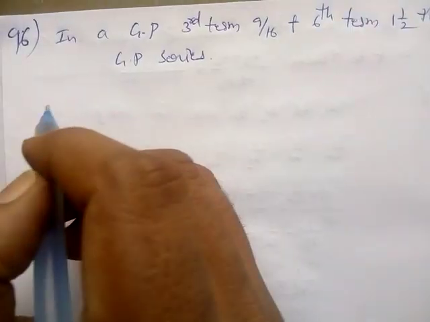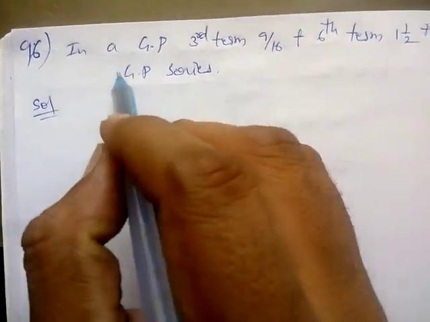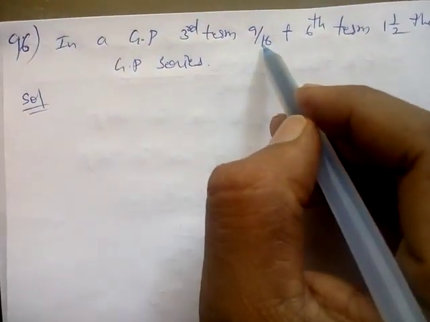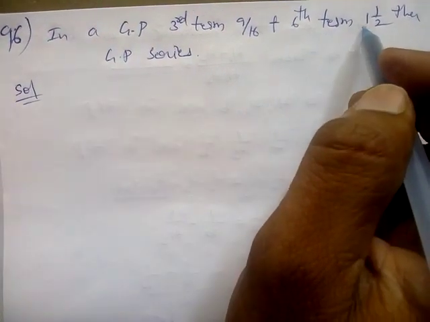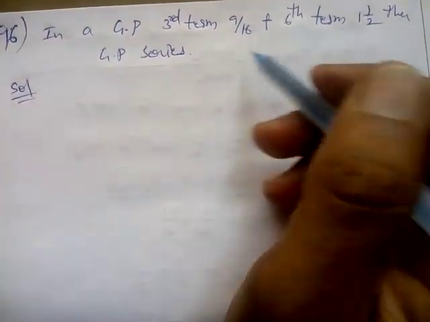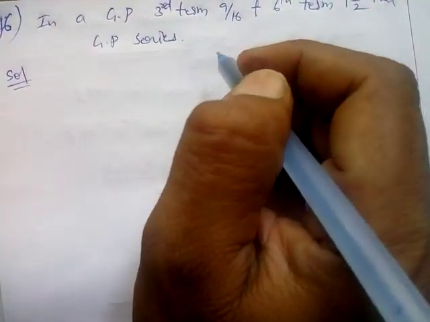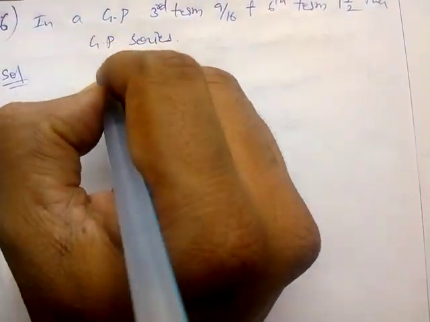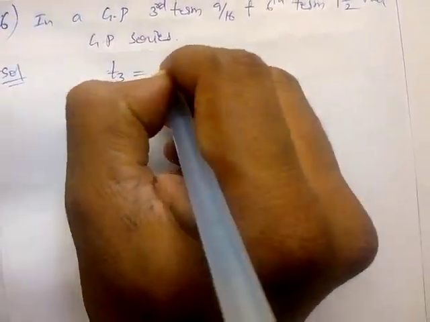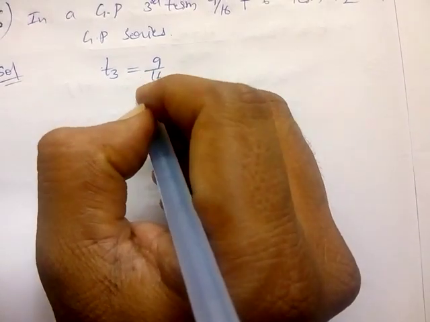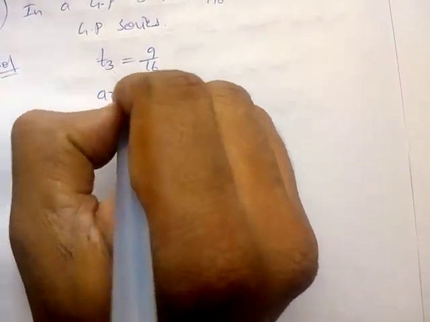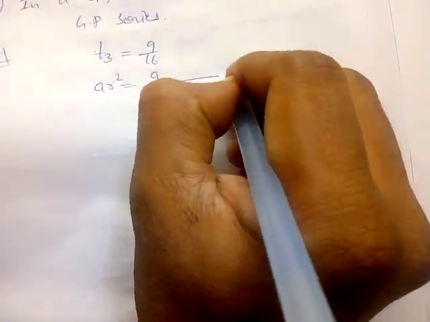So next one, 96 problem. Observe 96. In a GP, third term is 9 by 16 and sixth term is 1 by 2. Then find the series, GP series. Okay, here given third term T3 is equal to 9 by 16. T3 means a r square is equal to 9 by 16.